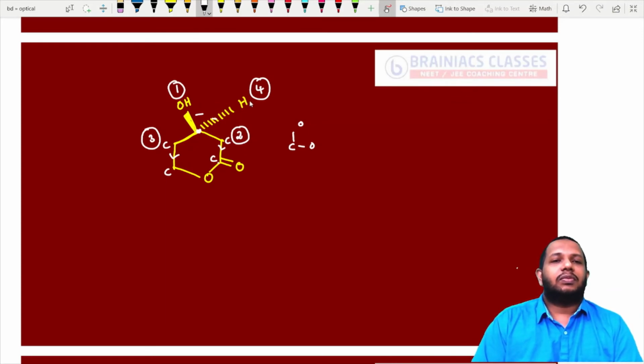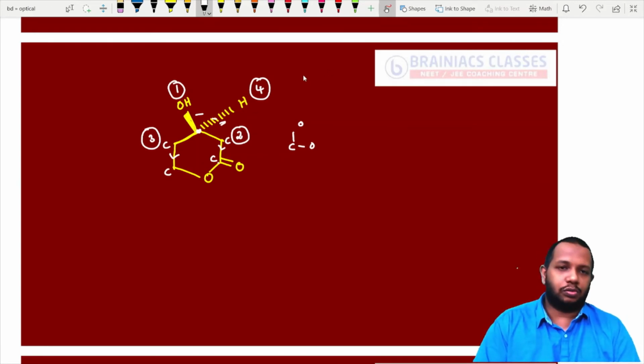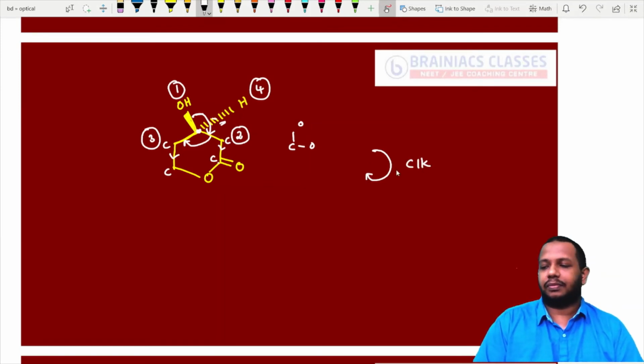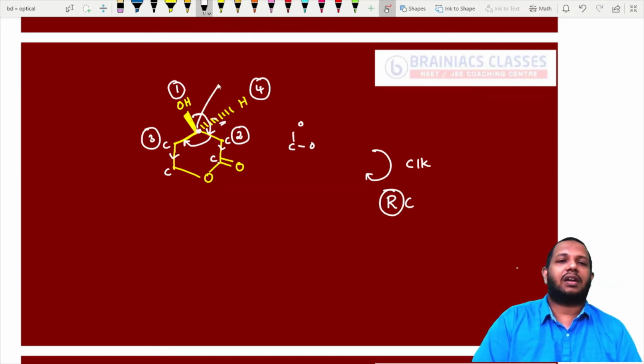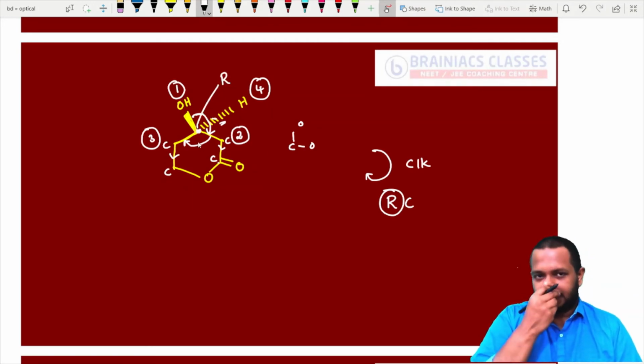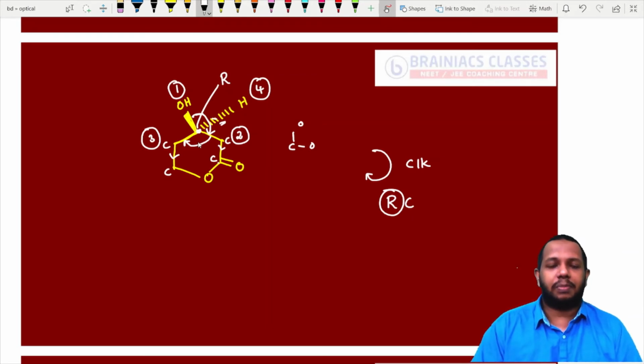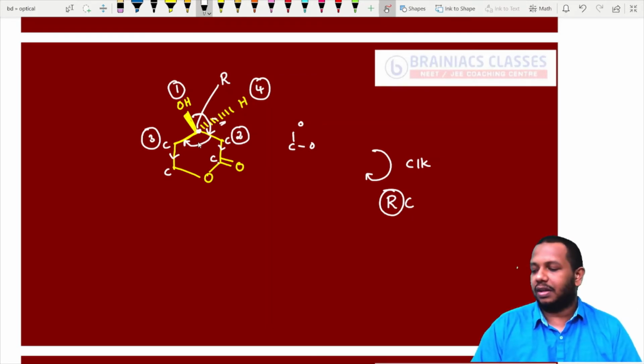So after seeing this, we could understand the least priority is present along with what? Dash. So there is no issue. We don't need to interchange anything. So move from 1 to 2, then from 2 to 3, like this. So we could understand it is moving in what direction? Clockwise direction. Correct? So since it is moving in the clockwise direction, you know that this will be R. Clockwise means its configuration is R, since it is wedge dash. So the answer I got for that particular chiral center is that the configuration is R.